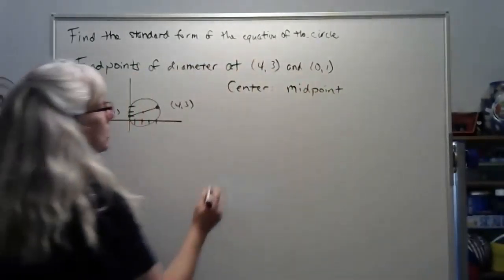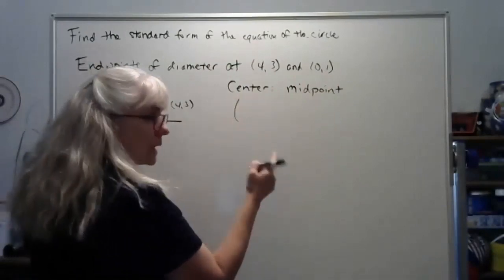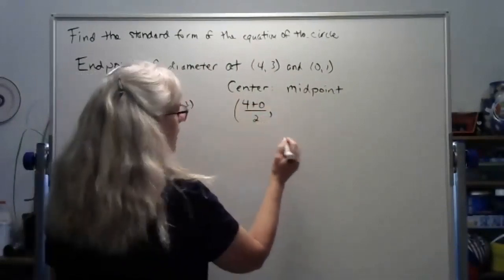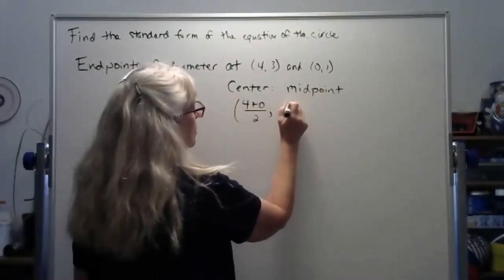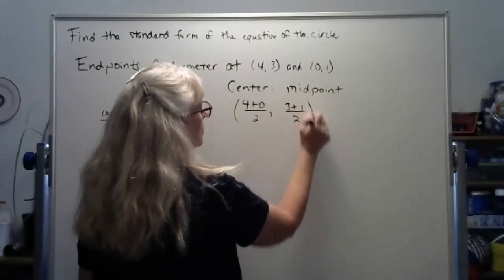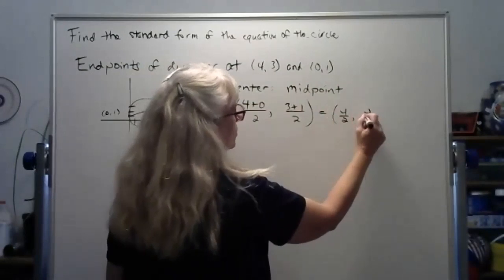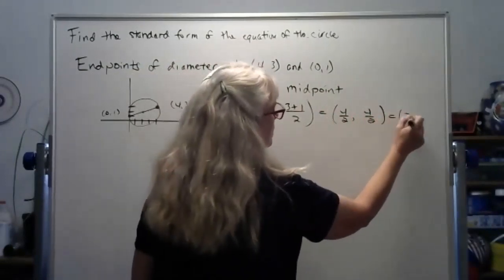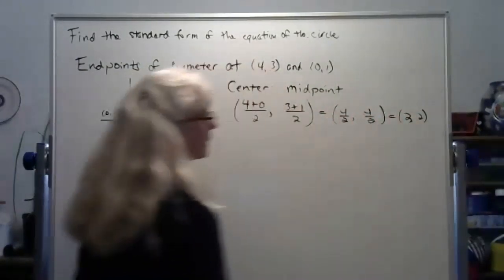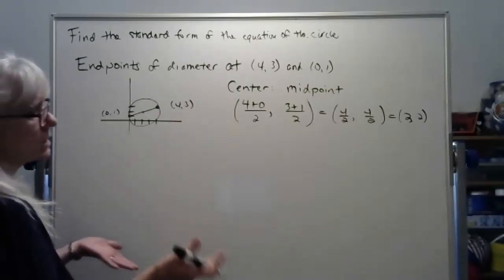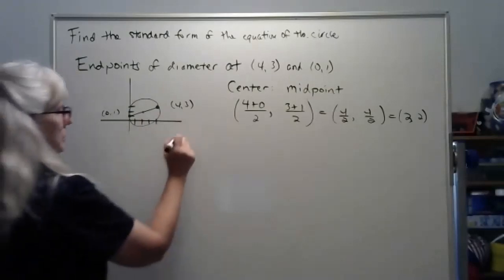Good thing we have a midpoint formula. So that is x1 plus x2, so it's going to be 4 plus 0 divided by 2. And then it's y1 plus y2, so that would be 3 plus 1 divided by 2. So 4 plus 0 is 4 over 2. 3 plus 1 is also 4 over 2. So we're going to get the center is at 2, 2. So that works out really nice. Okay, so that gave me the center. So right now, we know we've got an x minus 2 and a y minus 2. But now we need the radius.